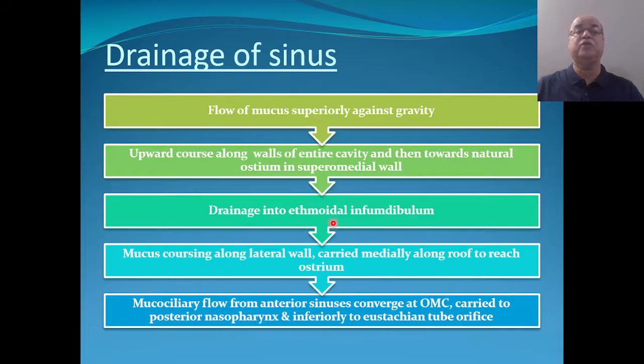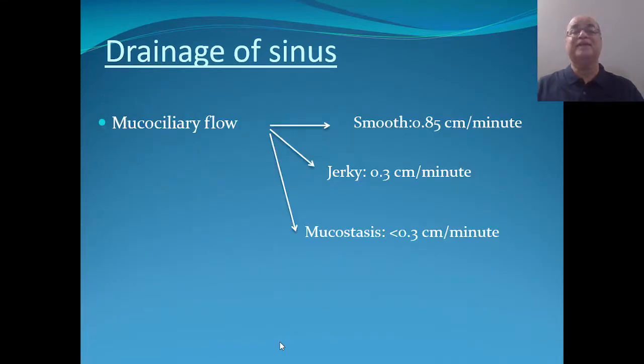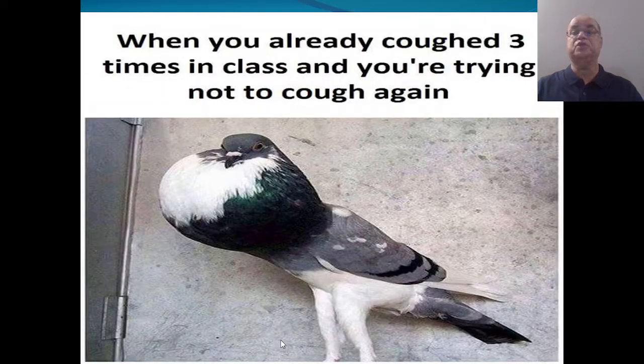From there it is drained into the ethmoidal infundibulum, that is the hiatus semilunaris to be precise, and from there the mucus courses towards the lateral wall and is carried medially along the roof to reach the ostium. Then mucociliary flow from the anterior sinuses converges to the ostiomeatal complex and is carried posteriorly to the nasopharynx and inferiorly to the eustachian tube orifice. Mucociliary flow is 0.85 centimeter per minute when it is smooth. When it is jerky or mucostasis is there, then it is 0.3 centimeter per minute.